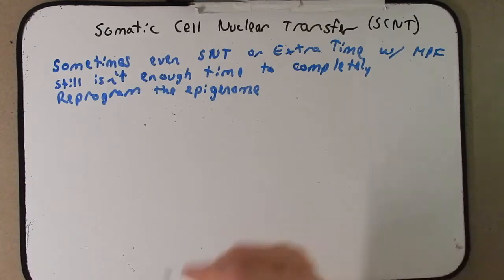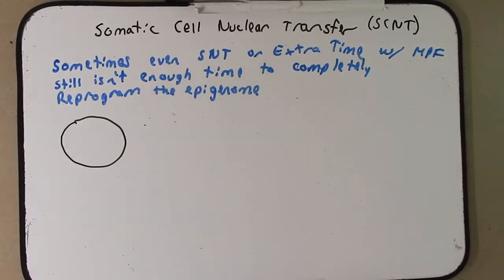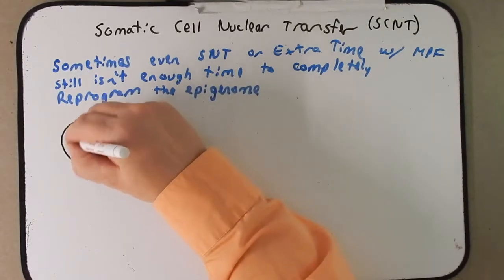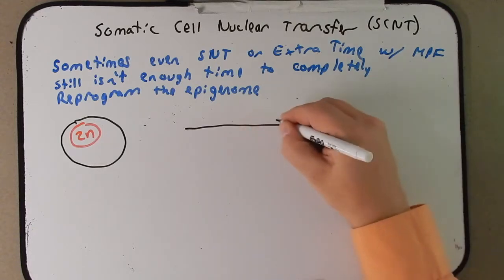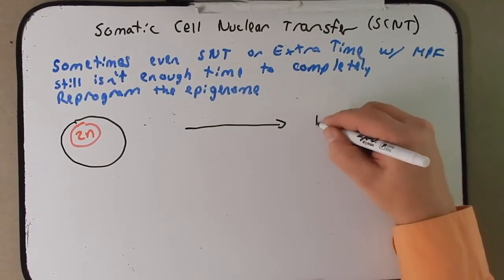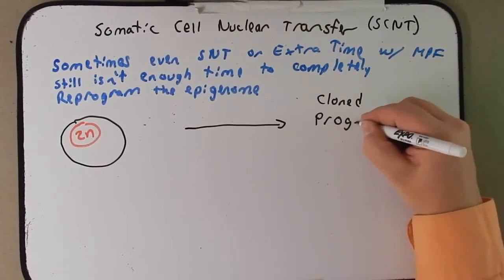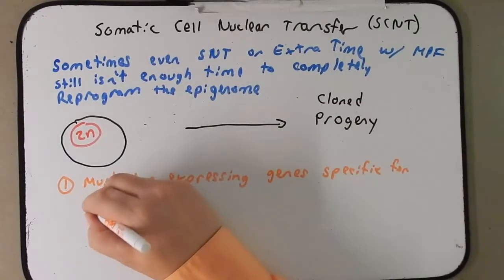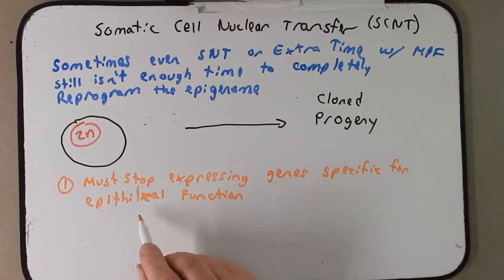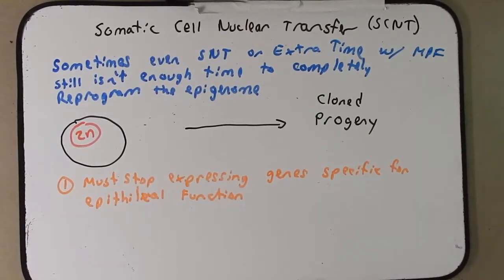So if we think about it, when we take this oocyte and we place that somatic nucleus inside of it, a few things have to happen in order for us to eventually go through embryonic development and get a cloned progeny. And it must stop expressing genes specific for epithelial function. Now, I say epithelial because all along we've been talking about taking the diploid cell from an epithelial cell. But if you took it from a liver cell, if you took it from a heart cell, wherever you took it from, you need to turn off those genes that make it an epithelium, that make it a heart cell, that make it a liver cell.